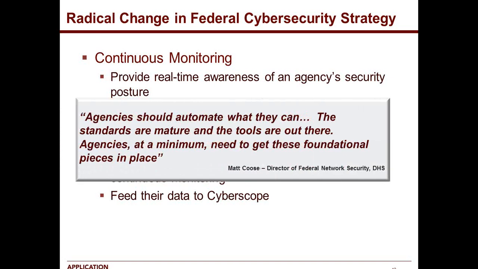Obviously, this is Matt Kuss with the Federal Network Security Division of DHS. And it's basically just a restatement of what I said, that this is what agencies can do. This is available. The software and the tools are out there, and they need to get this stuff in place in order to start to collect this information and gather what their current situations are. Okay, Josh, next one, please.